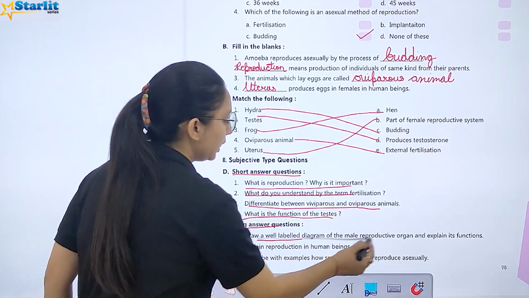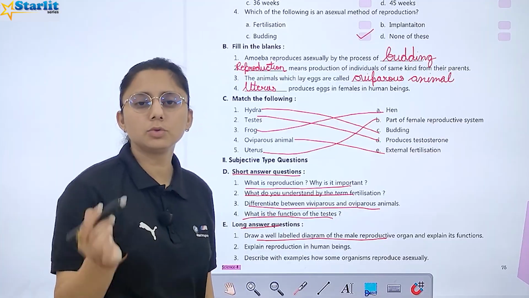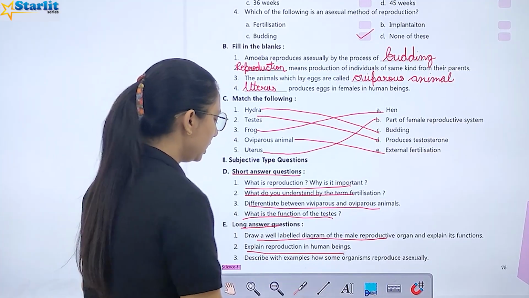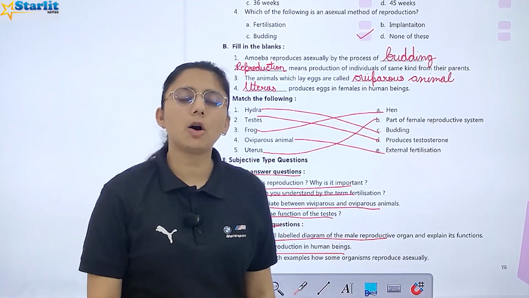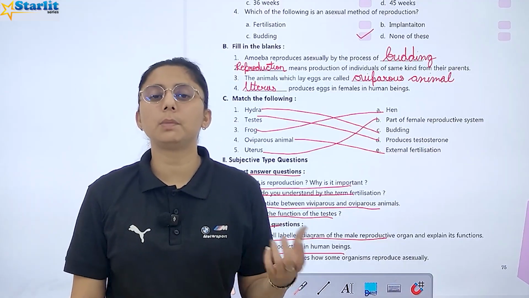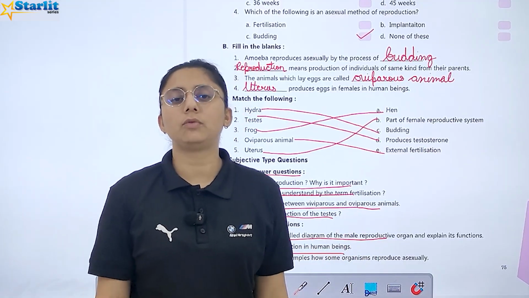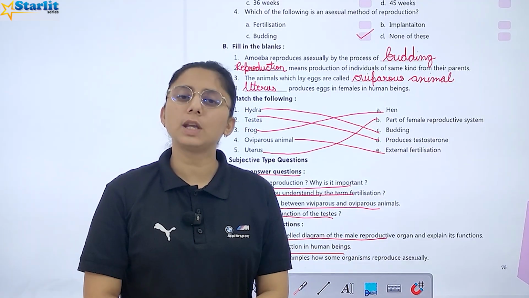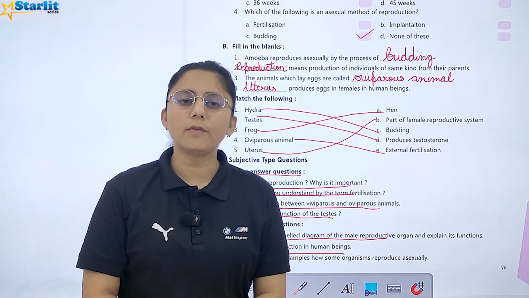Now long answer, you have to draw a diagram of the male reproductive organ and also explain it. Explain reproduction in human beings and how different organisms reproduce sexually differently. That you have to tell. Right? Hope you understood. Now we have completed this chapter. That's all for today. Thank you.